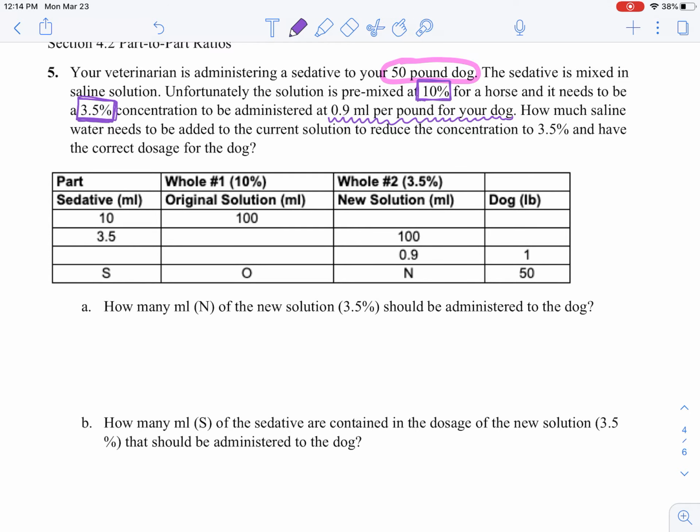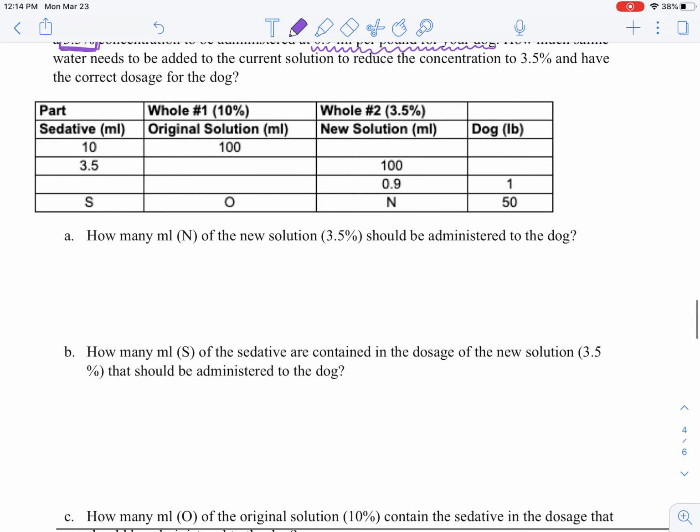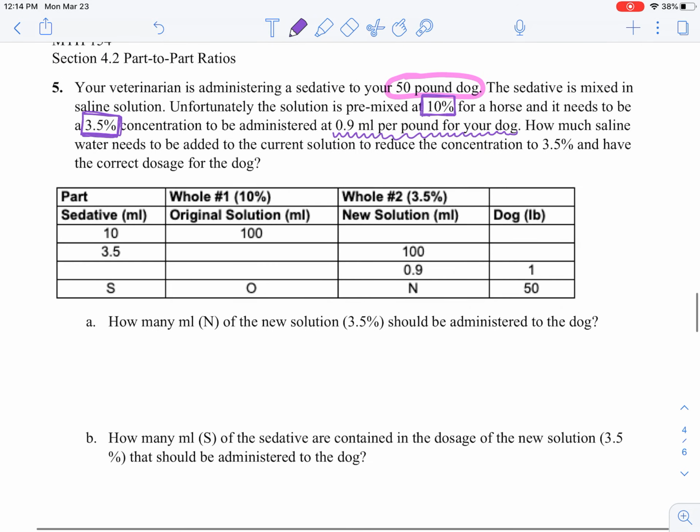So we'll go through A through D together. And by the time we answer all those questions using this nice looking table, we will get how much water needs to be added to make this a correct dosage for the dog. Okay. All right.